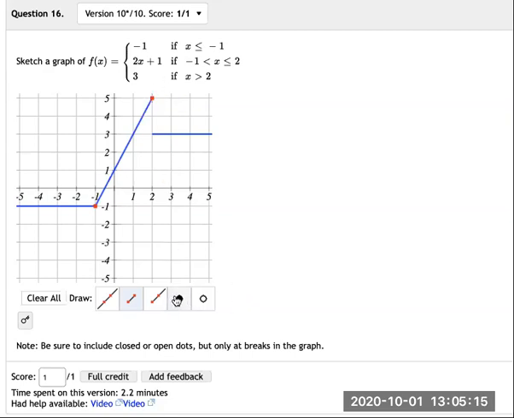So I'm going to start with the closed circle. It looks like 2 is included on this linear function here, 2x plus 1. So I'm going to go ahead and put my closed dot there. My closed circle. My open circle belongs here where it says x is only greater than 2. When x is greater than 2, f of x equals 3.